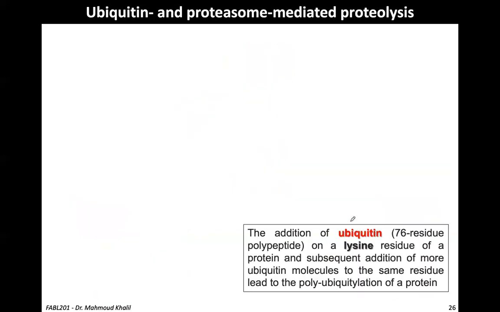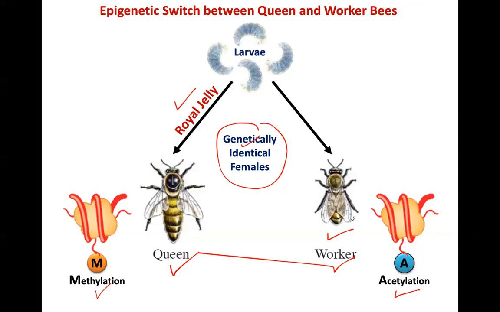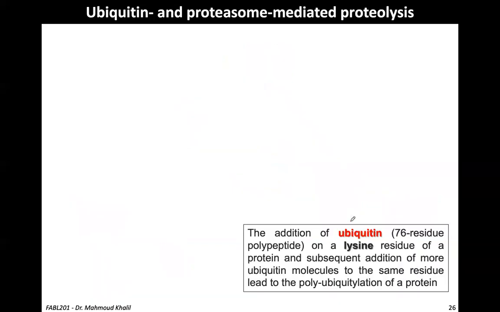نكمل. طيب so now this concludes the first example, which is the modification on histones can affect the phenotype. This epigenetic change on the histone can affect which gene is transcribed and which gene is not transcribed. The second example in our lecture today as a post-translational modification is ubiquitination. So actually, what is ubiquitination?